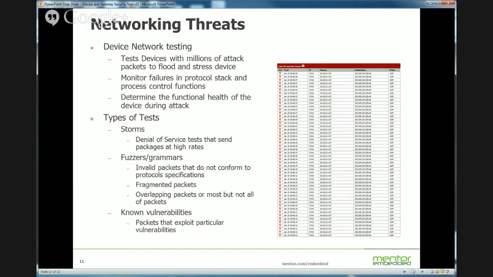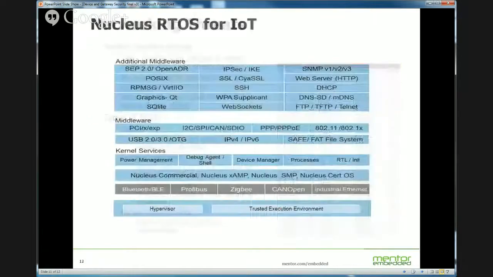So devices should undergo thorough testing to ensure they can handle storms and user and grammar issues and other types of known vulnerabilities. And lastly, just to put a plug in for Nucleus, that's again the operating system I represent. It's full featured, and of course has an IoT networking stack and lots of connectivity and security.